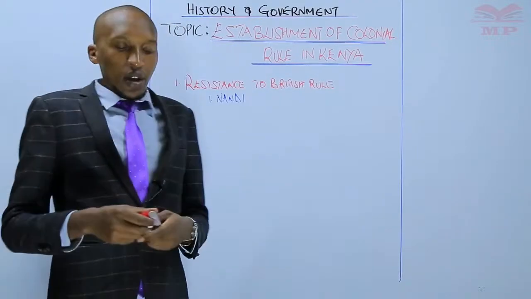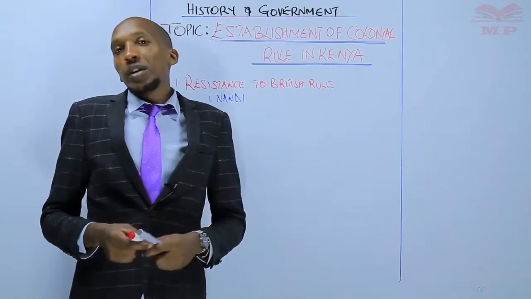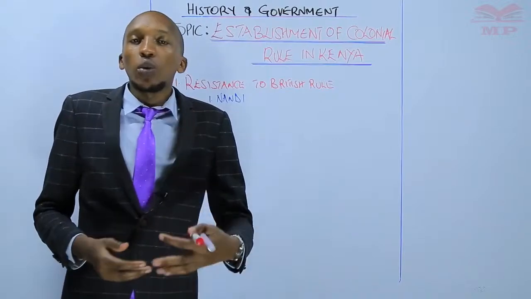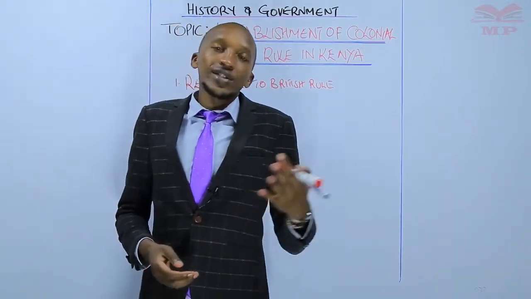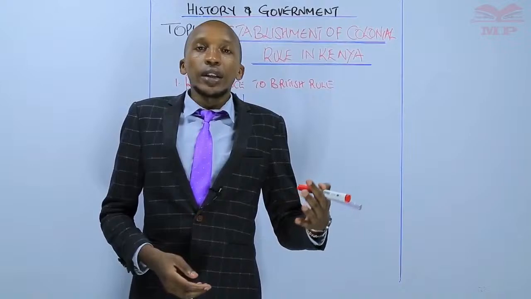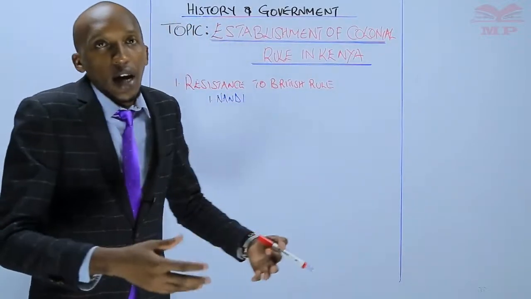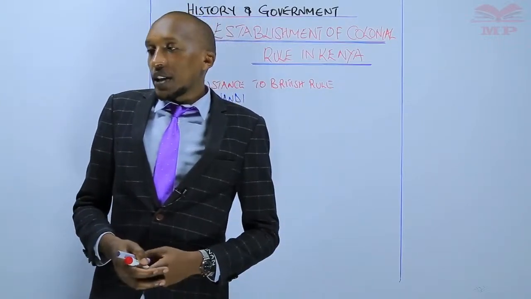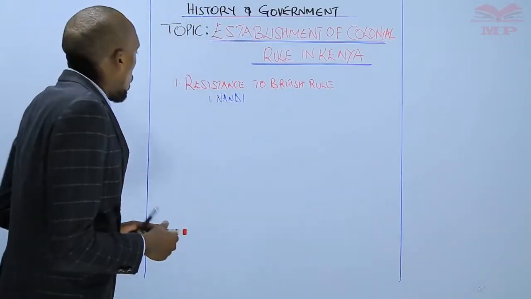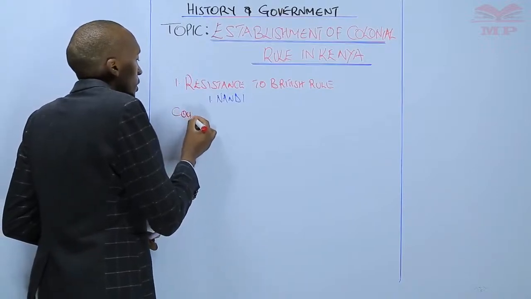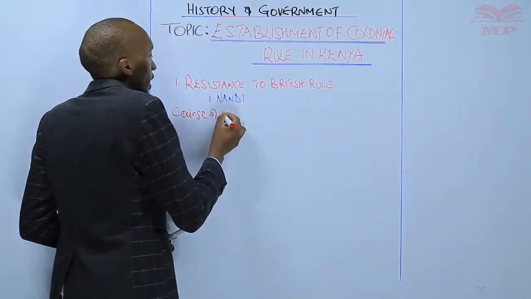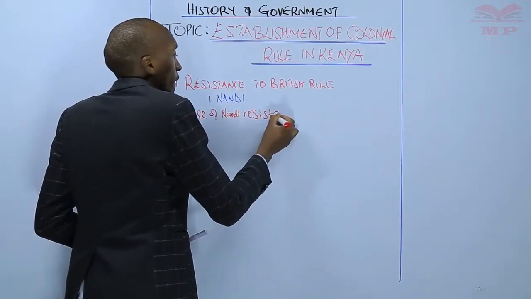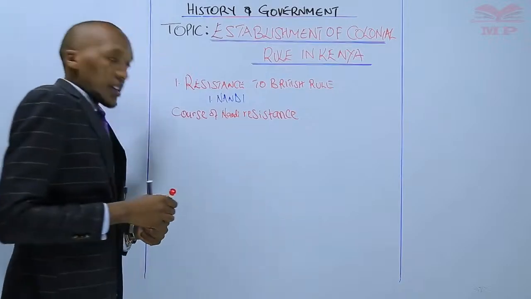So in today's lesson, we are going to look further and make another step forward and ask ourselves, how did the war progress? How did they resist against the British? How did the war begin, and how were they defeated, if at all they were defeated? So we're going to look at the course of the Nandi resistance.